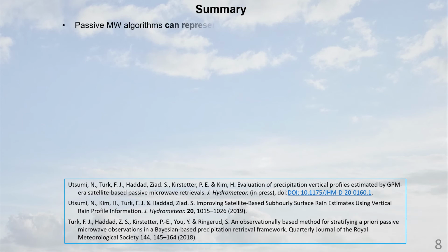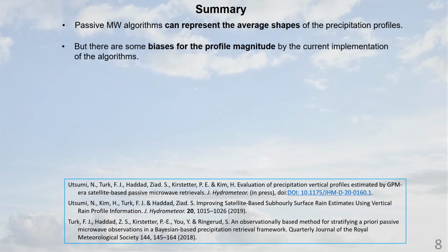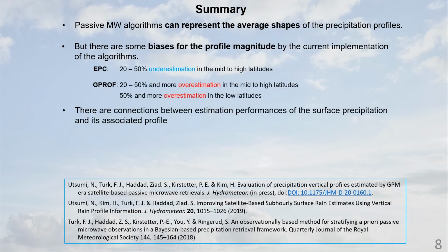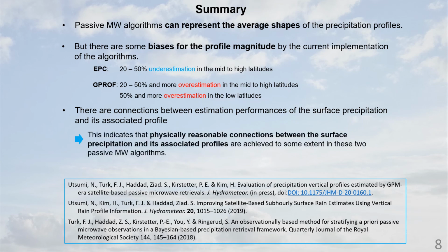Here's a summary. The passive algorithms can represent the average shapes of the precipitation profiles, but there are some biases for the profile magnitude. There are connections between estimation performances of the surface precipitation and its associated profile. This indicates that physically reasonable connections between the surface precipitation and its associated profiles are achieved to some extent by the two passive microwave algorithms.